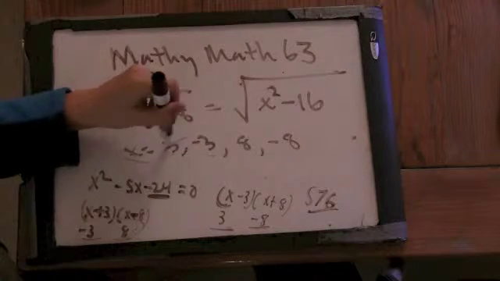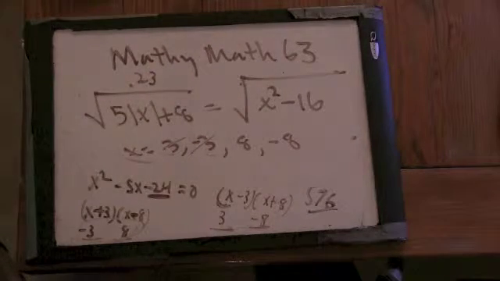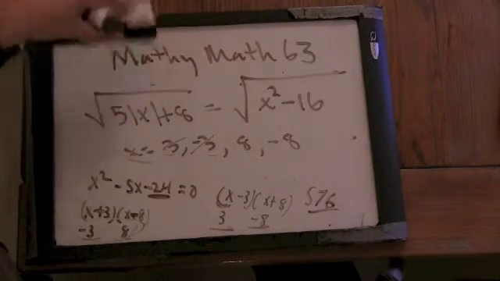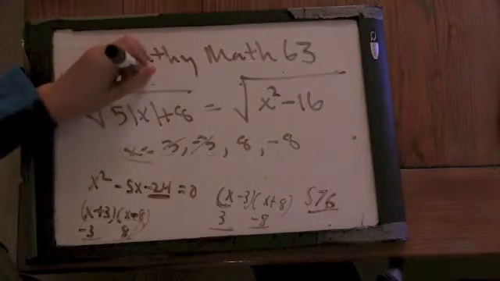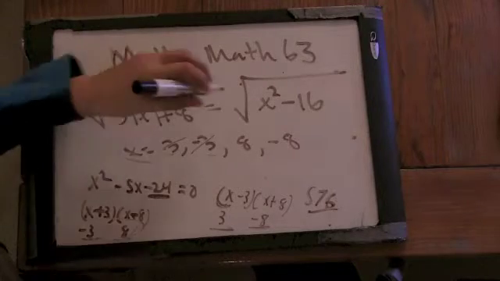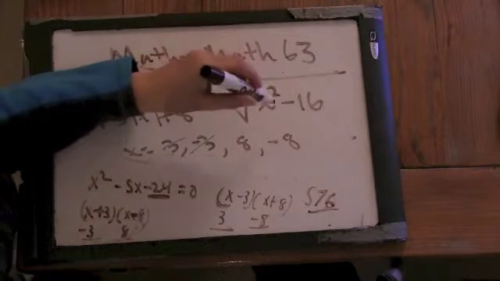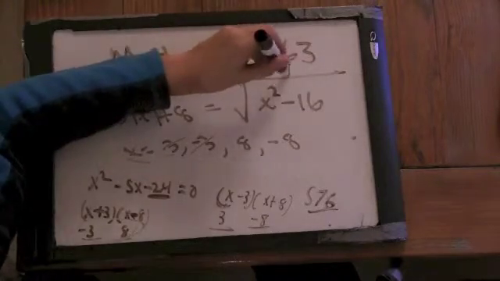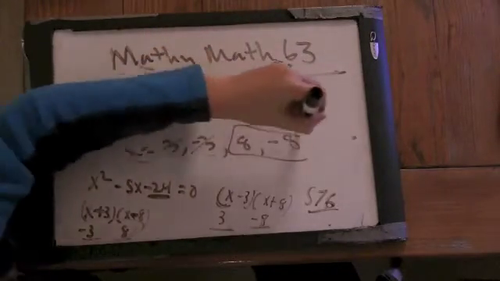Okay, what about the 8's now? Well, you have square root of 48. Then you have 64 minus 16, which is also 48. So these two seem to work alright.